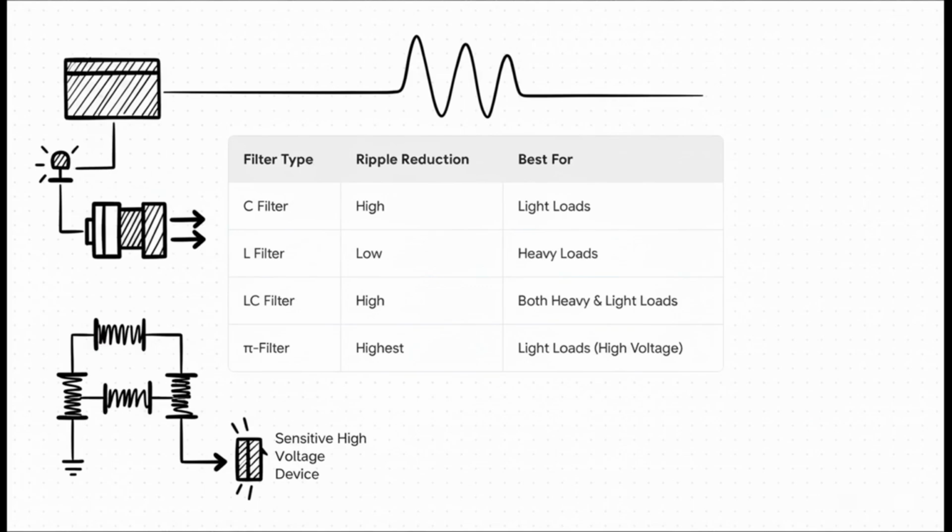So which filter is the best one? Well, as you can see from this chart, it really depends on the job. A simple C filter is great for light loads, maybe like a small LED circuit. An L filter, on the other hand, works better for heavy loads that draw a lot of current. The LC filter is a pretty good all-rounder, but if you want the absolute highest ripple reduction, which is perfect for sensitive, high-voltage gadgets, the pi filter is the clear winner.